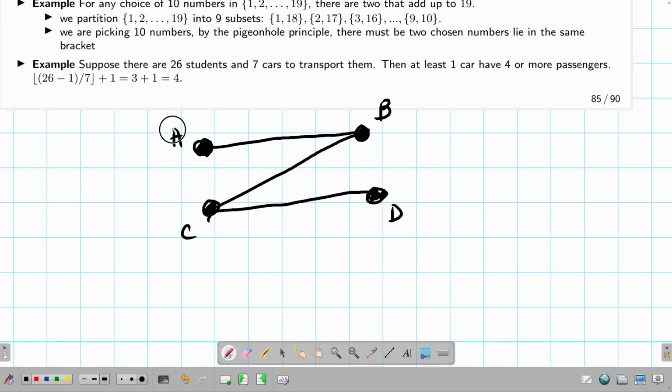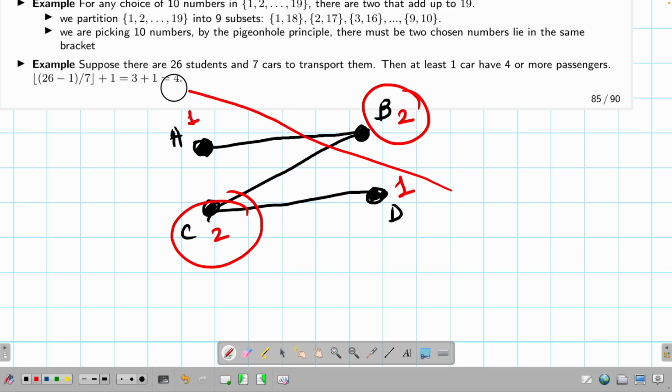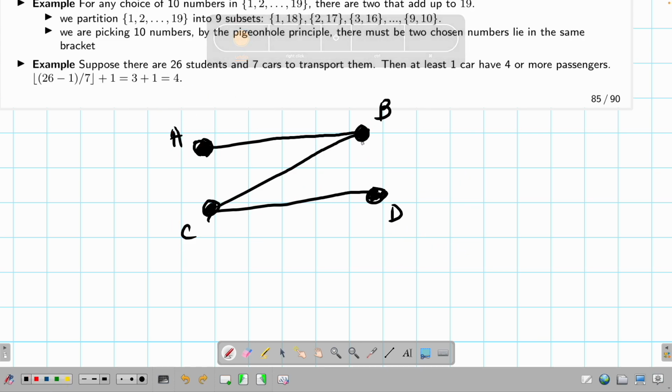Suppose I have a figure like this. Person A shakes hands with person B, person B shakes hands with person A and also person C, and person D shakes hands with person C only. So how many hands has person A shaken? 1. Person B? 2. Person C? 2. Person D? 1. So you can see these 2 have the same number of handshakes, and also these 2 have the same number of handshakes. Suppose B also shakes hands with D.